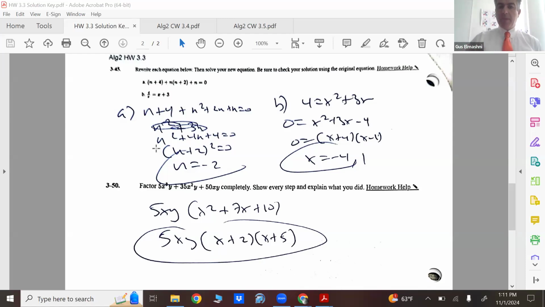For part B, that one's a little tricky. I didn't really show it, but what do you think I did as my first step for part B? You have 4 over x. How do you think I got rid of that x in the bottom of the first fraction? Yeah, multiply both sides by x. That becomes 4 and then x squared plus 3x. And then move the 4 over and factor. You should get the answer. But fractions are complicated, so let's uncomplicate it.